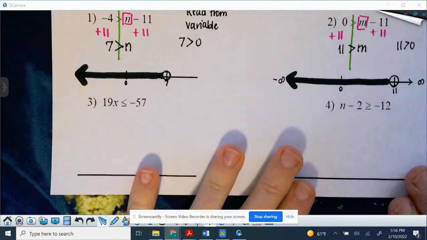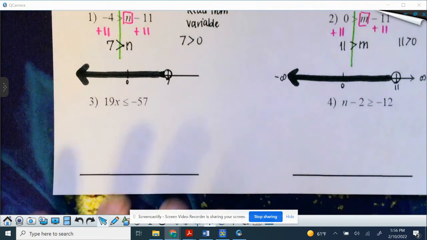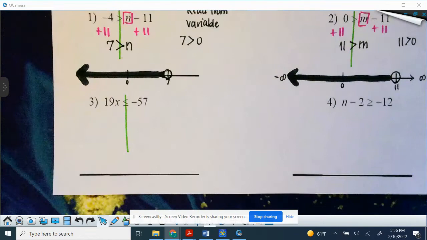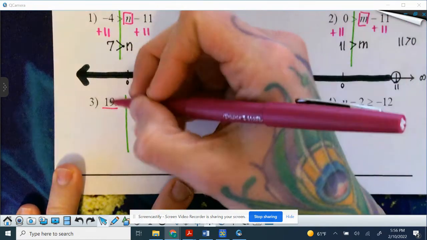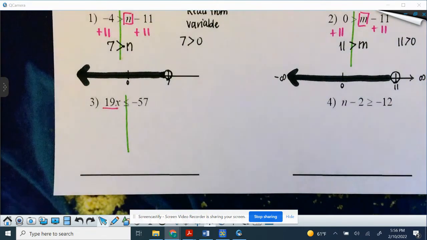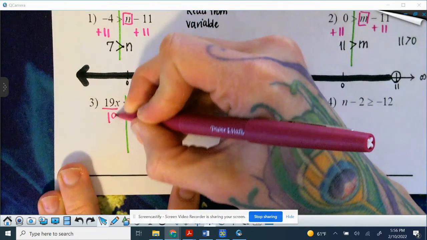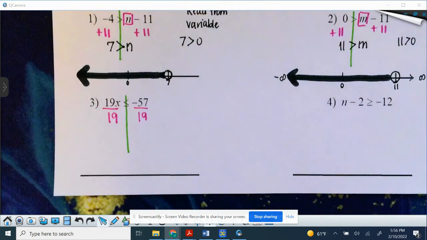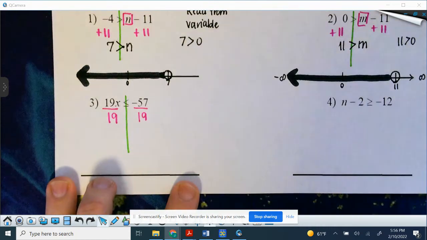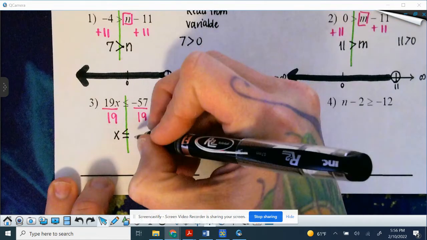All right, now we're going to do some mathy math. 19x, so we have our x attached to 19 by multiplication. The inverse of multiplication is division, so we're going to divide by 19, on both sides, because whatever you do to one side, you have to do to the other. So let's go, 57 divided by 19 is going to be 3. It's a negative 57 and positive 19, so we're now going to have x, on the side we usually like, less than or equal to negative 3.